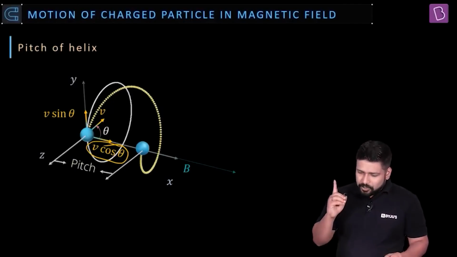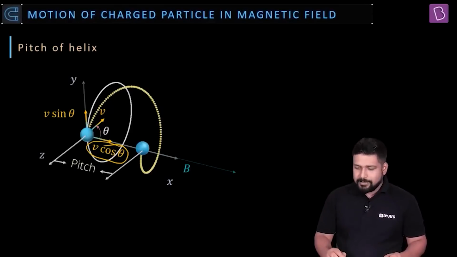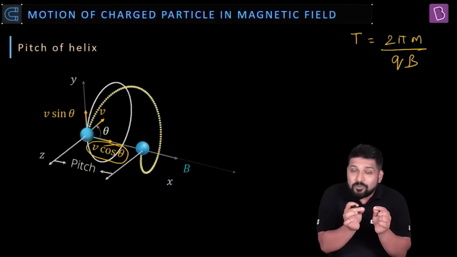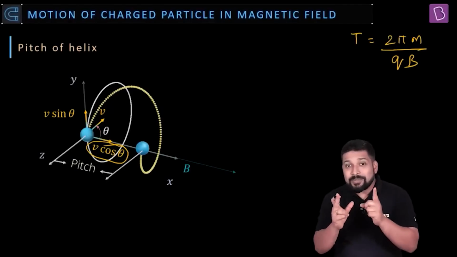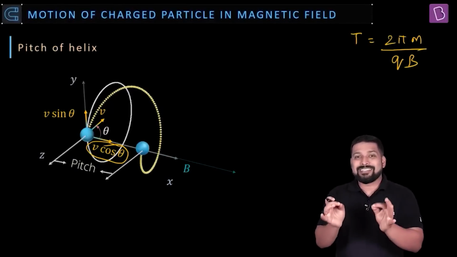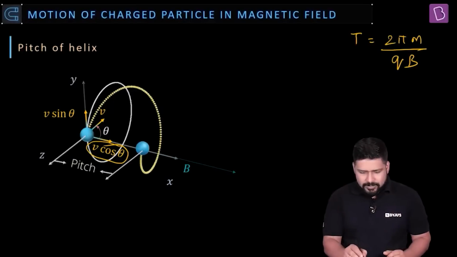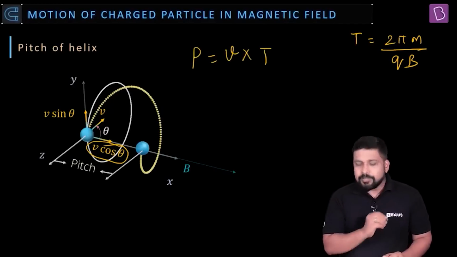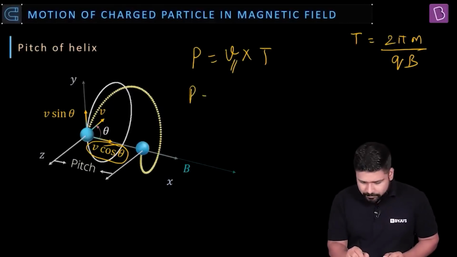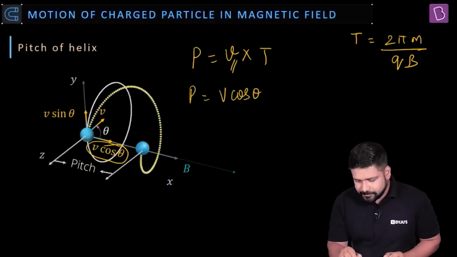Correct. So we know the formula of time period. And what was the formula of time period? Time period was equal to 2 pi m by qB. So in this much time, how much does it move along the direction of the magnetic field in one time period? How much is it shifting? That distance is what we call pitch, which means the pitch, let me write it as P, will be what? Velocity times the time period. Which velocity? V parallel, right? So pitch will be v cos theta times 2 pi m by qB.